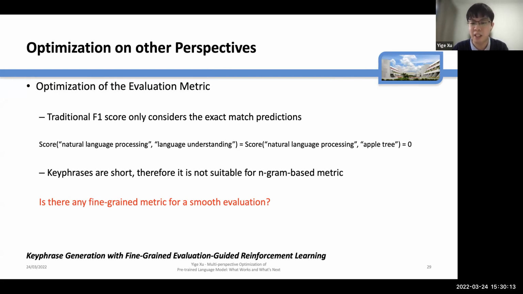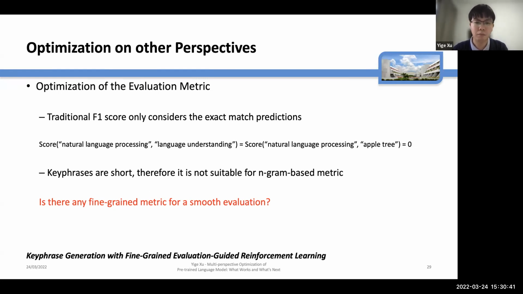For example, that language understanding is partially correct, but the apple tree is absolutely incorrect. However, key phrases are very short. As you notice, natural language processing only has 3 tokens. Therefore, it is not suitable for some n-gram-based metrics. So is there any fine-grained metric for smooth evaluation?